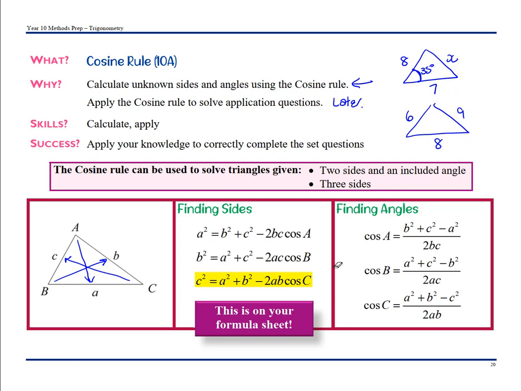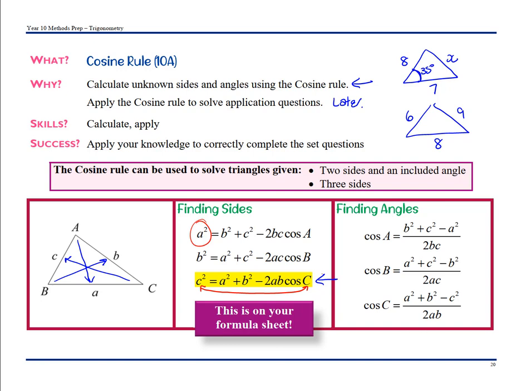Now, if you look at your formula sheet, you'll see this formula here. C squared equals A squared plus B squared minus 2AB cos of C. The thing I want you to take note of is whatever's out the front matches the angle. Okay, so if we have different letters, we can just change the letters around. So if I want side A, then that's going to be B squared plus C squared minus 2BC cos of A.